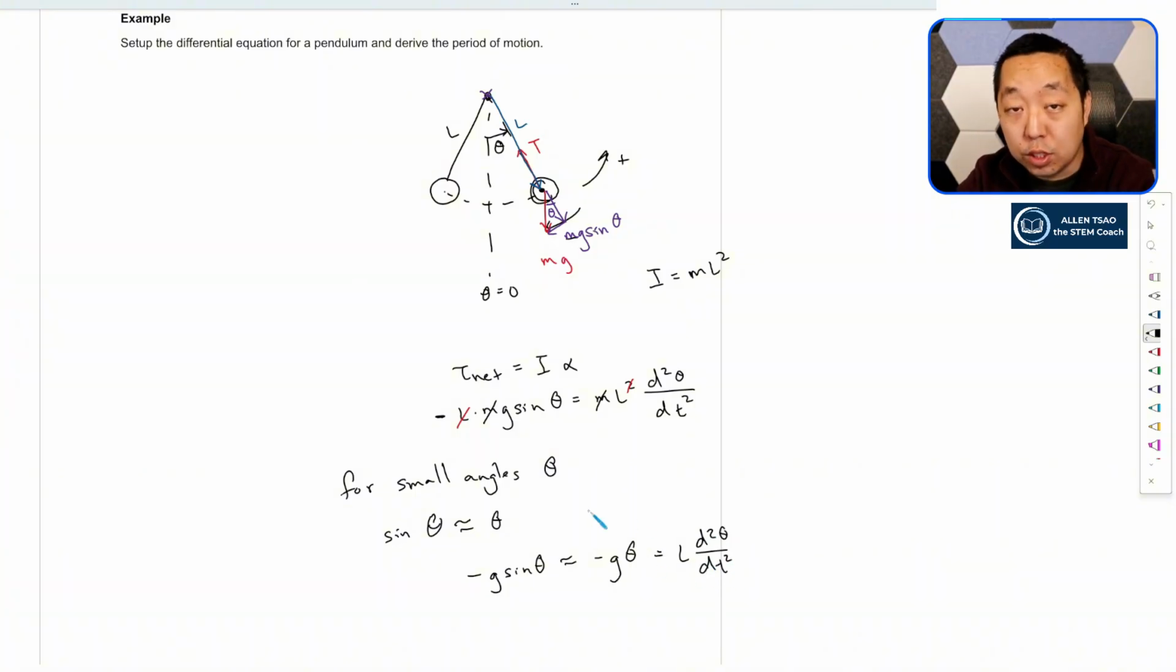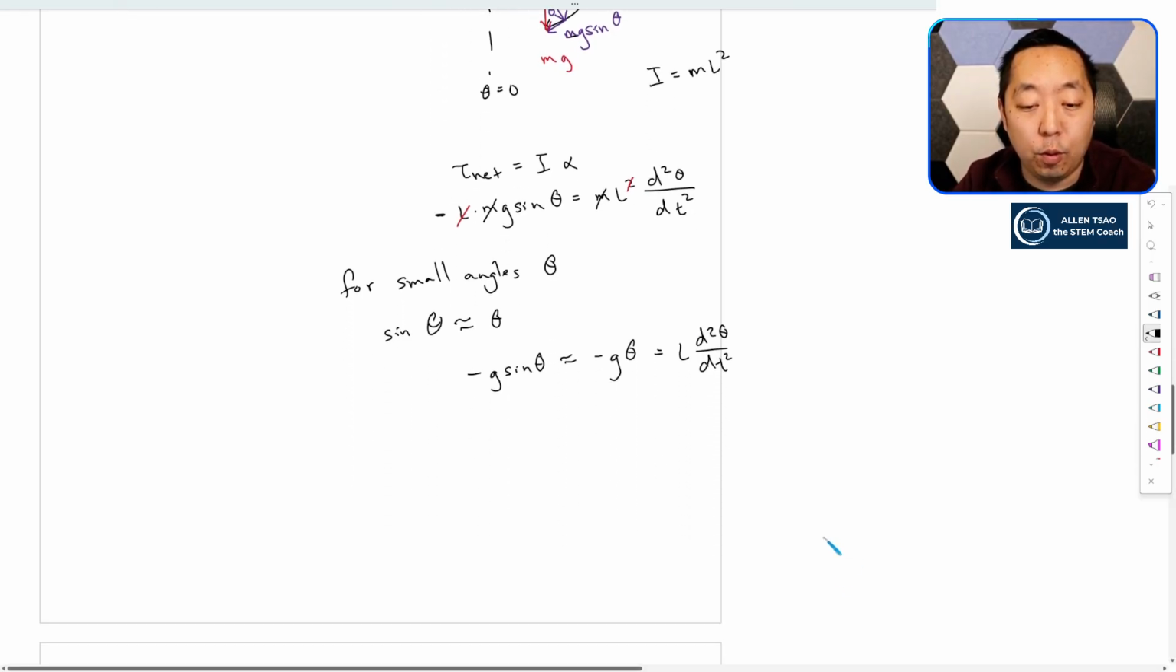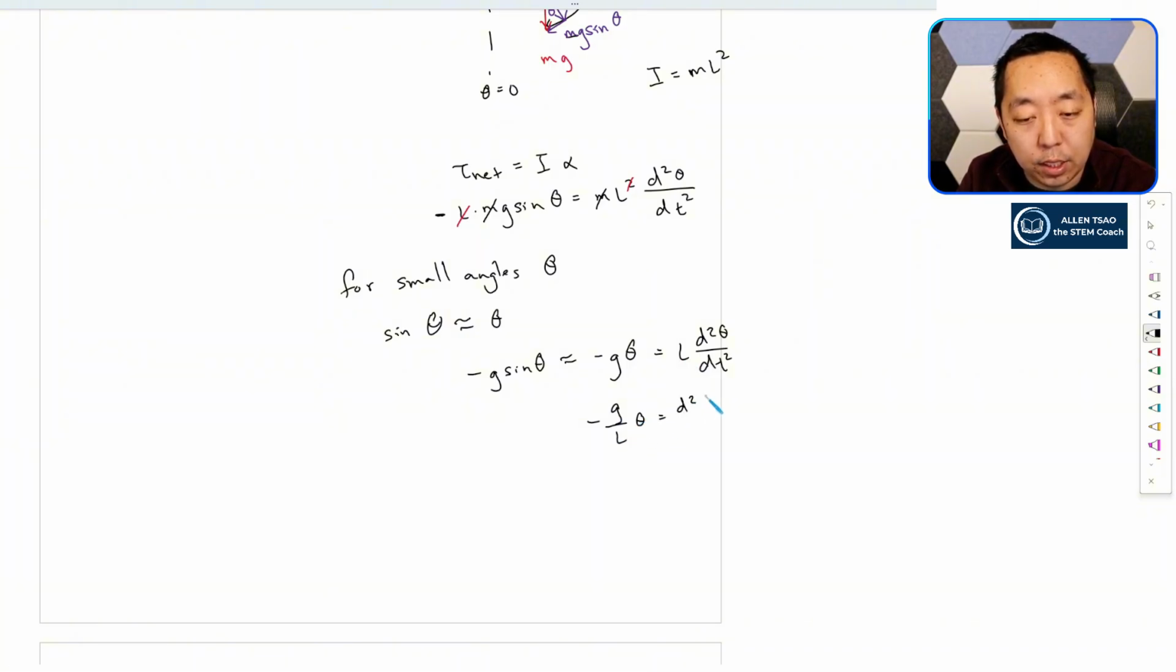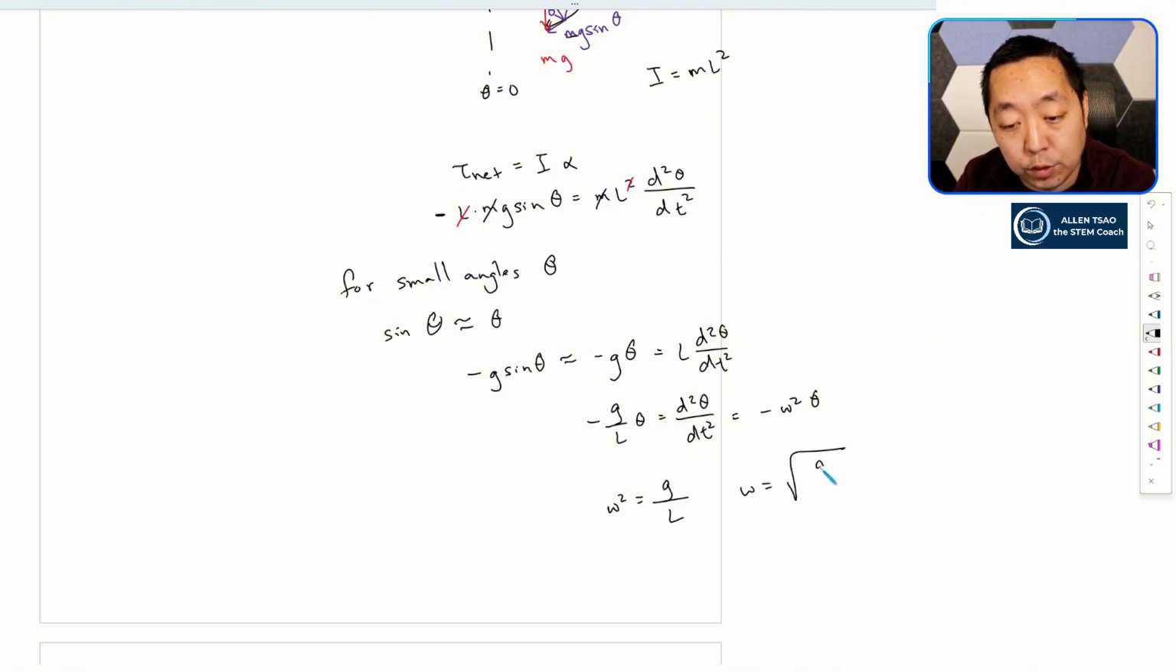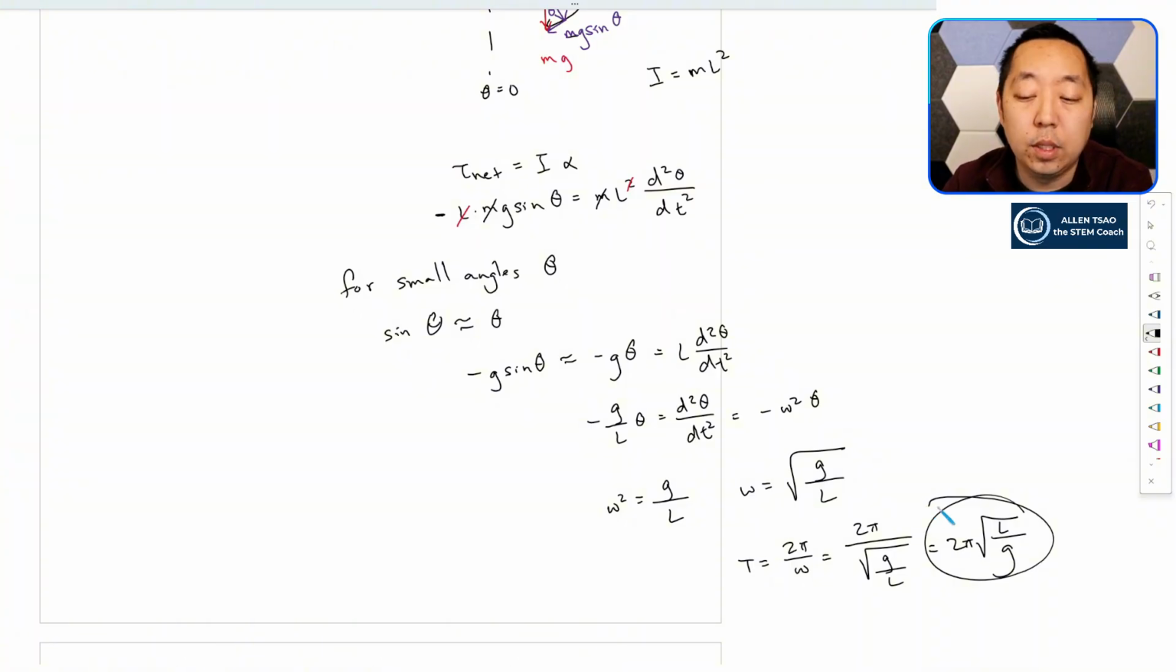Now we can make it look like a form that we recognize. Move the L over: negative g over L theta is going to be the second derivative. This looks like negative omega squared times theta, where omega squared is g over L. So omega is the square root of g over L. We're just pattern matching. And so the period is 2 pi divided by omega, which is 2 pi divided by square root of g over L, which equals 2 pi root L over g. And that's the period we use for a simple pendulum.